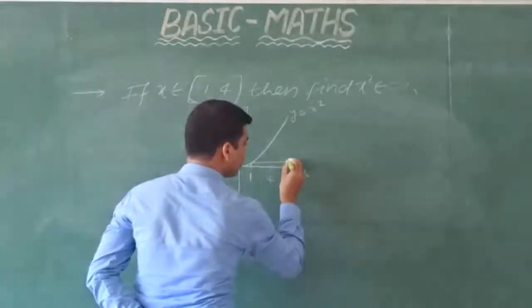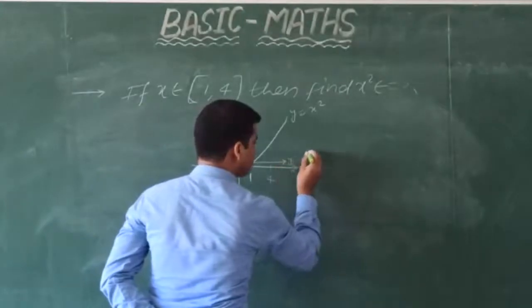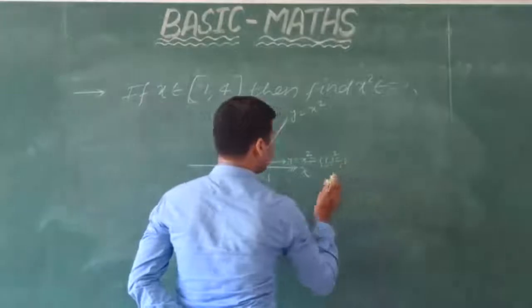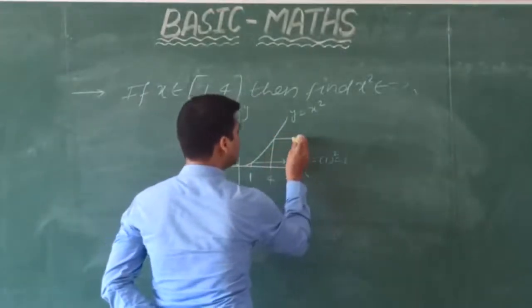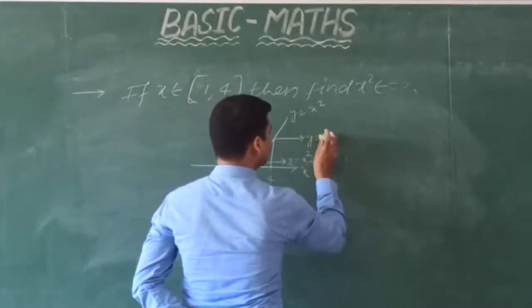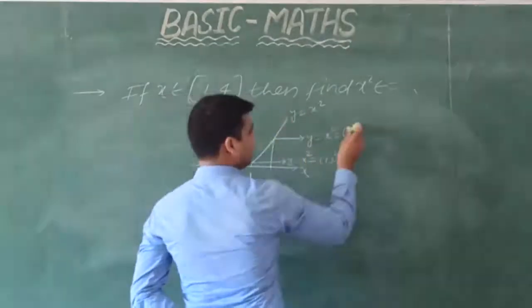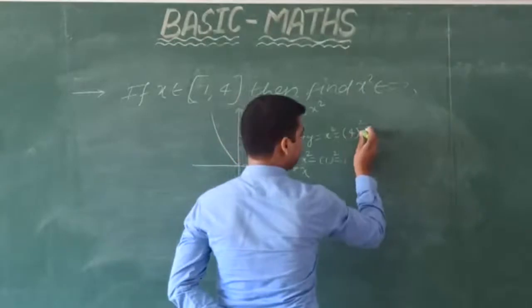Y equals x square. What is x? 1. So 1 square, you will get 1. Now corresponding to this, what will we get? Y equals x square. It means here what will we put? 4. 4 is there, na? So 4 square, you will get 16.